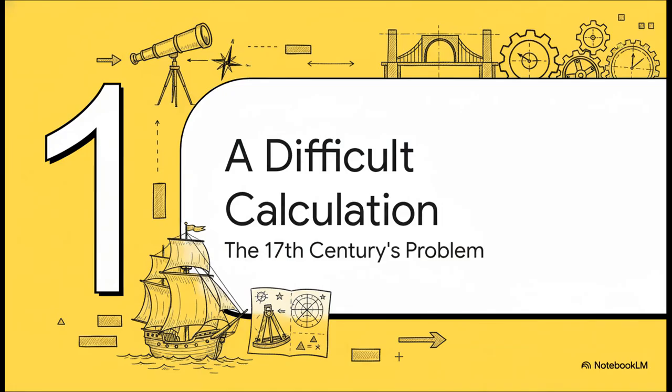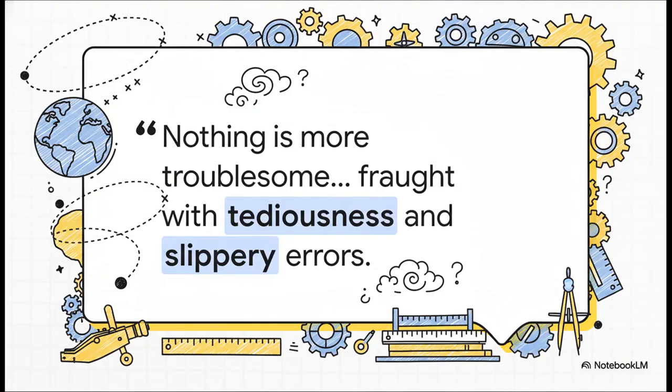Okay, so let's set the scene. It's the early 1600s. The scientific revolution is in full swing. You've got astronomy, navigation, engineering, all these fields just exploding with new ideas, but they were all totally bottlenecked by the slow, painful process of doing math by hand. This quote from the Scottish mathematician John Napier perfectly captures the frustration of the time.